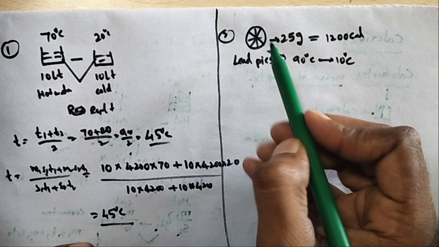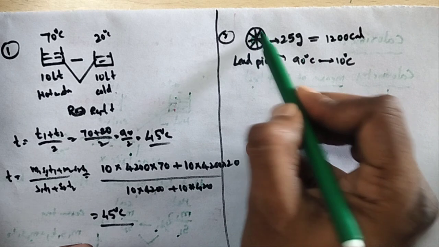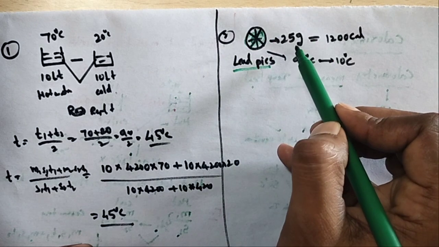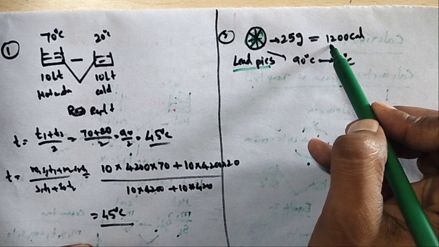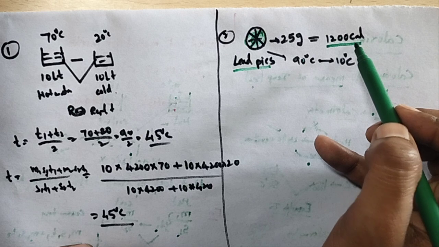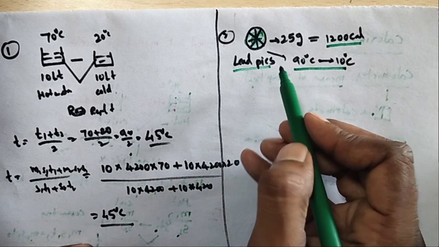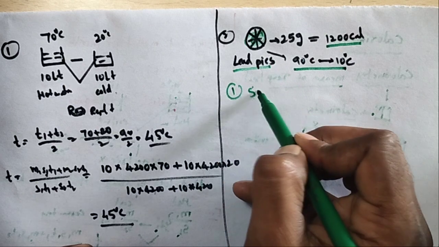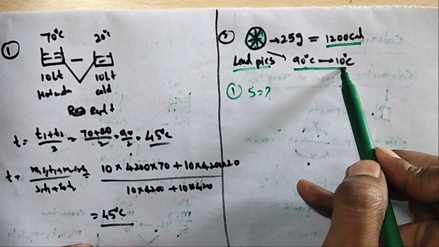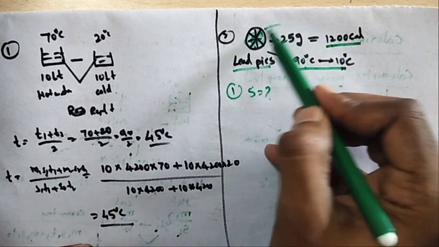Here is another example. I am taking one lead piece, a lead ball. What is the mass of the lead ball? 25 grams. It gives out 1200 calories of heat when it is cooled from 90 degrees to 10 degrees. So what is the specific heat? How much heat is given? 1200 calories of heat is given.